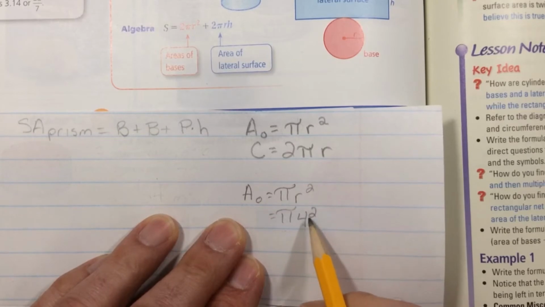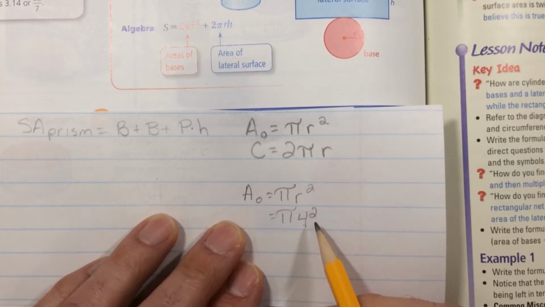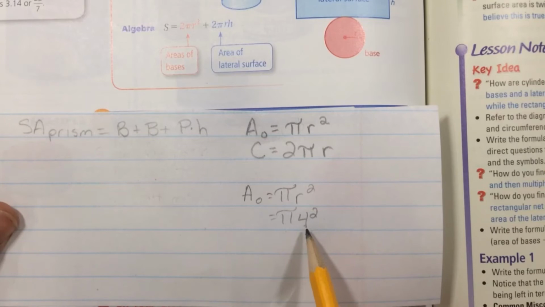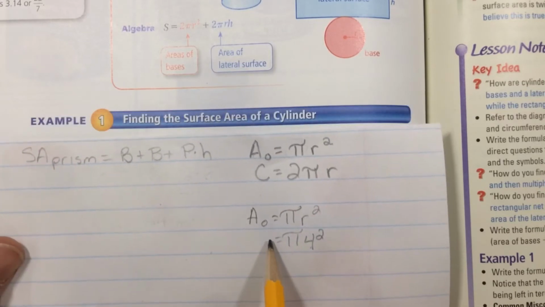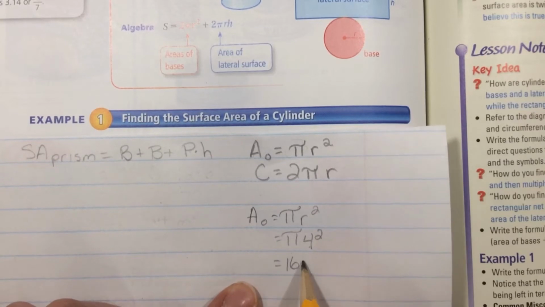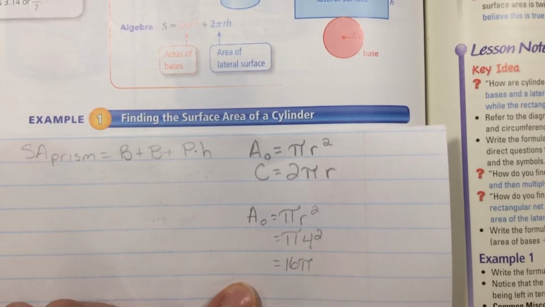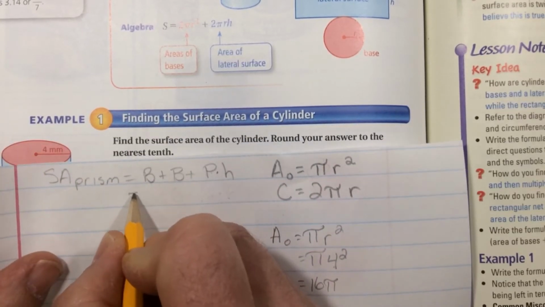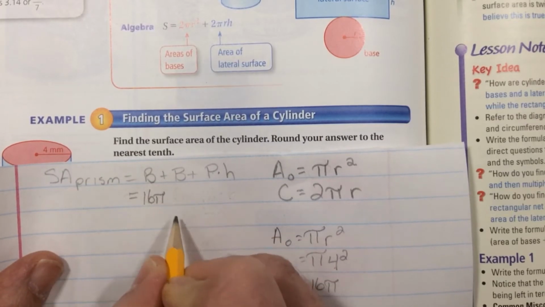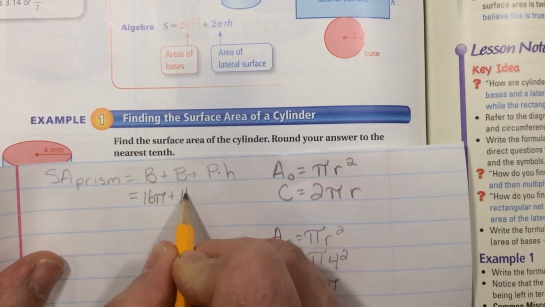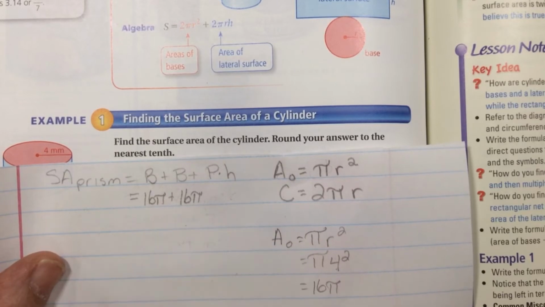And remember, 4 squared does not mean 4 times 2. It's not 8. It means 4 times 4, or 16. So for the area of one of the circles, it's going to be 16 pi. Don't forget the pi. So 16 pi. The other base will also be 16 pi. They have to be the same.